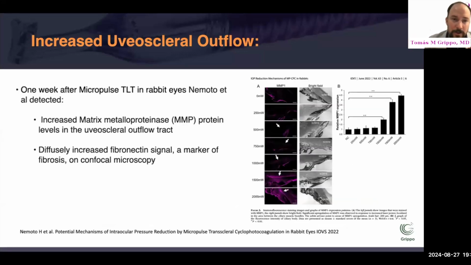And when we look at Nemoto's work, what he was able to show was that there were increased metalloproteinase levels in the uveoscleral outflow tract after MicroPulse TLT. But he also saw that the signal for fibronectin, which is a marker of fibrosis, was also much increased, as he could see on confocal microscopy, which would also be in agreement with what we see clinically, what I was just describing before the slide.